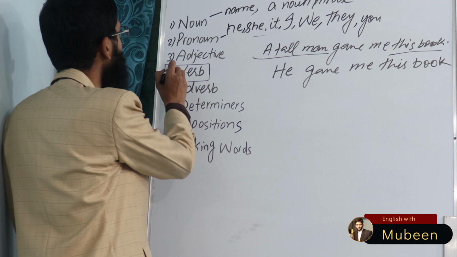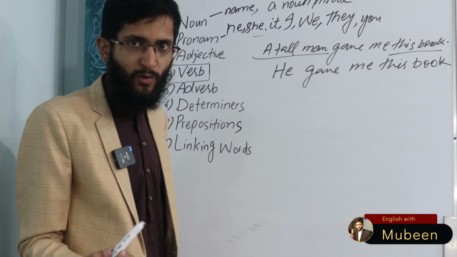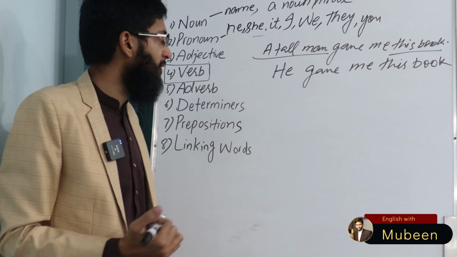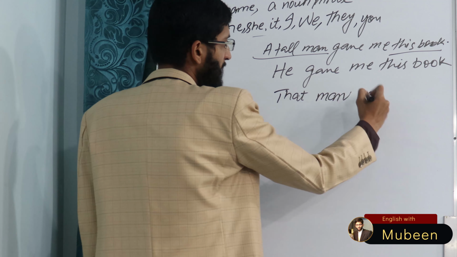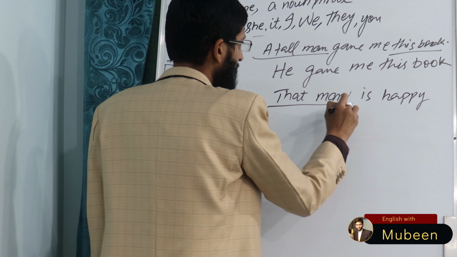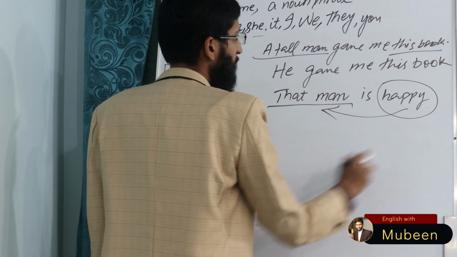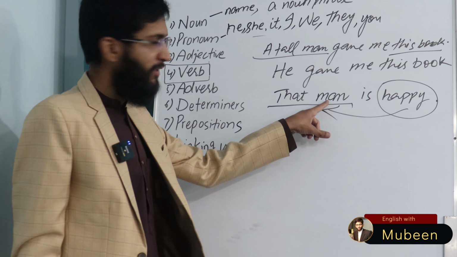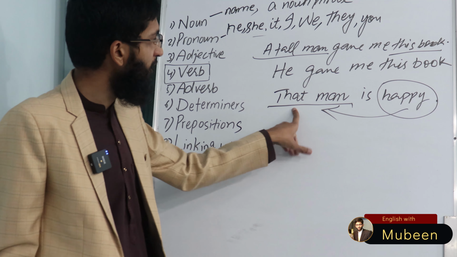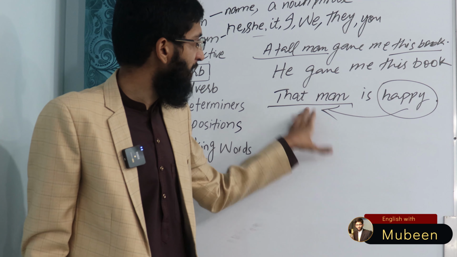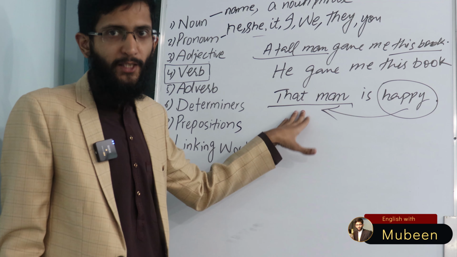The third thing is adjective. Adjective describes the quality of a name or even of a noun phrase. For example, that man is happy. So that man is a noun phrase, and happy is describing this whole noun phrase. Actually, describing this man, but here in grammar, you would consider it as a whole. Like this happy, who is happy? That man. That man is happy.